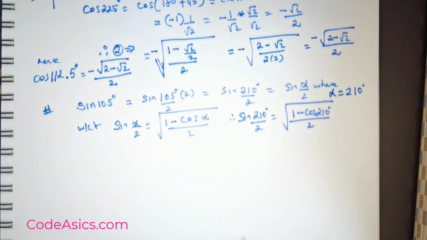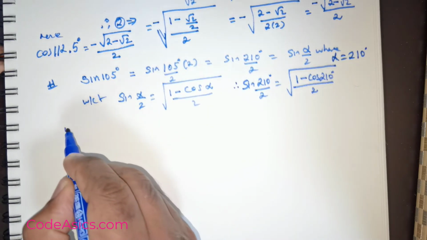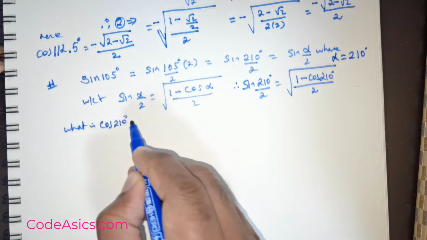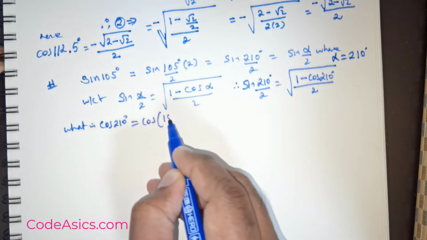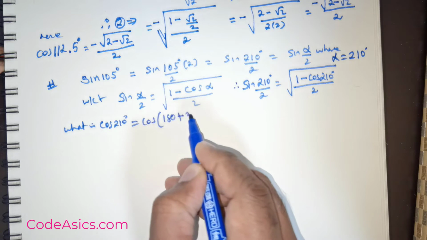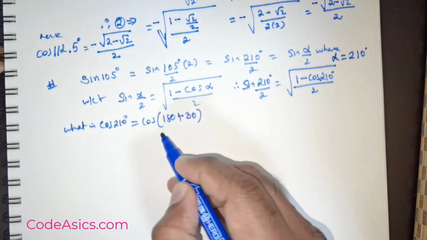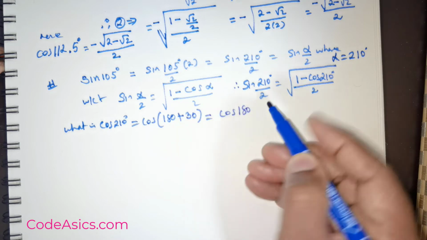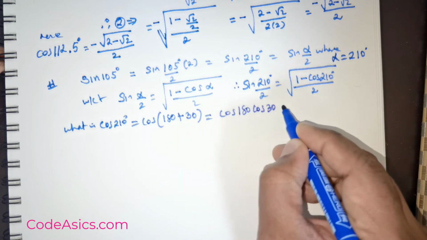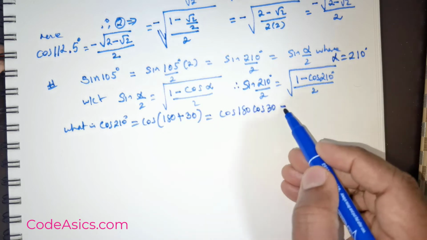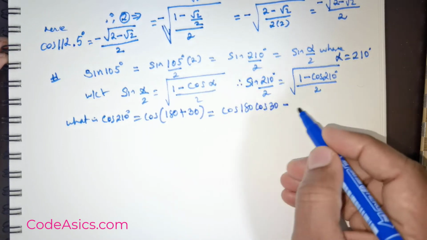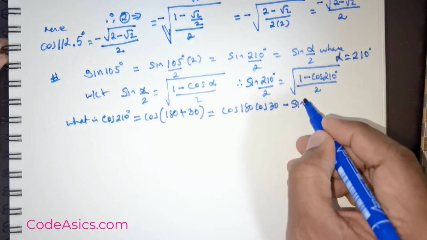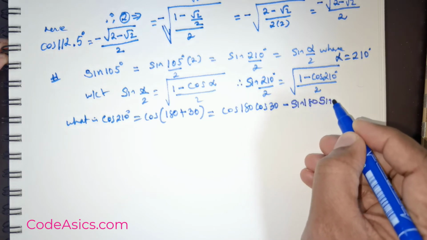Now the question comes here: what is cos 210 degrees? Now that's nothing but cos of 180 degrees positive 30. Now I'm going to apply the cos of A positive B formula. So that would give me cos 180 times cos 30 negative. When you got a positive sign, the formula takes a negative sign when you place the expression on the right side, followed by sine 180 times sine 30.